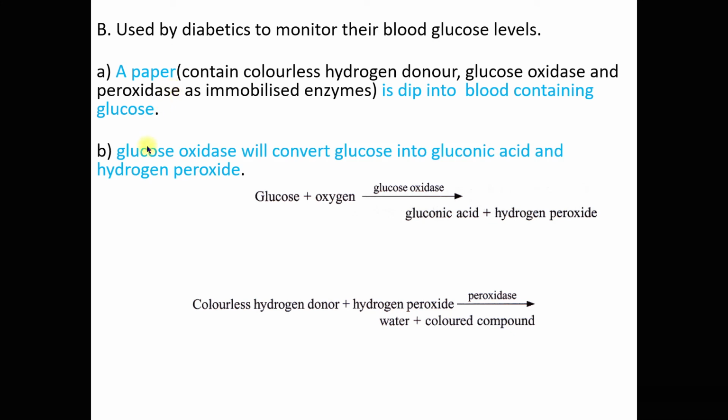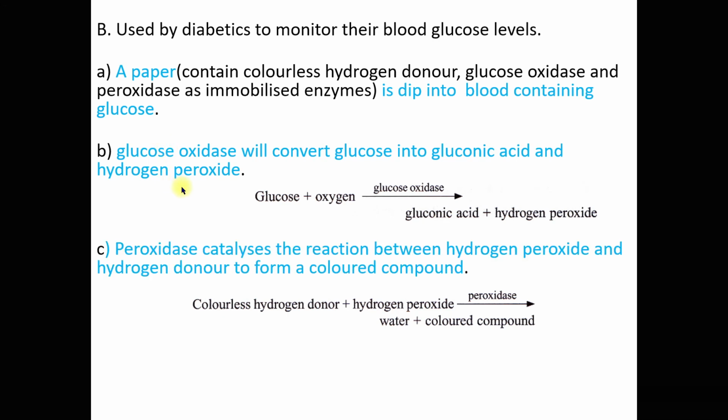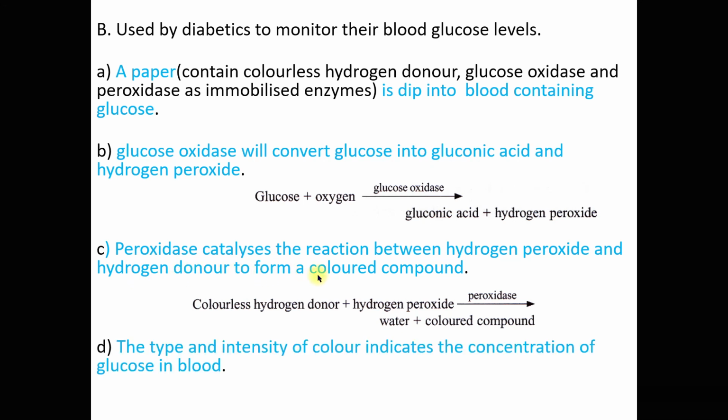So what happens? The glucose oxidase in the biosensor will convert the glucose into gluconic acid and hydrogen peroxide. Next, peroxidase will catalyze the reaction between hydrogen peroxide and hydrogen donor to form a colored compound. The type and intensity of color will indicate the concentration of the glucose in the blood. So that's it about biosensor.